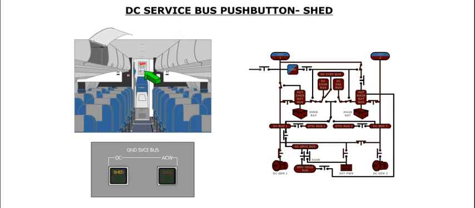The shed caption illuminates whenever power is available on the aircraft and the DC service bus push button is released out. The caption will also illuminate if the DC service bus is shed in the event of an overload condition.